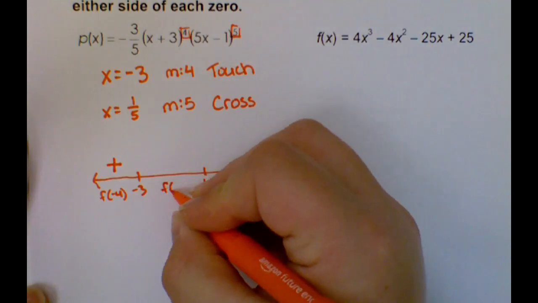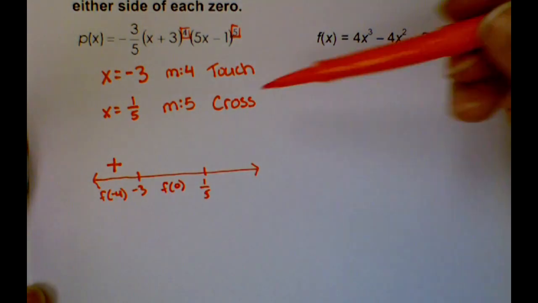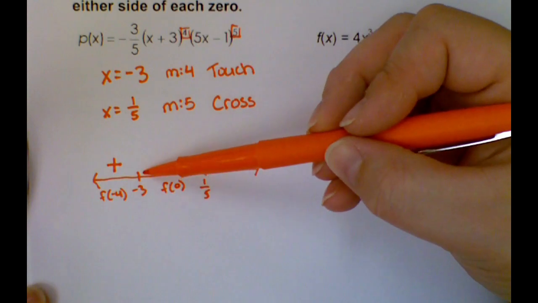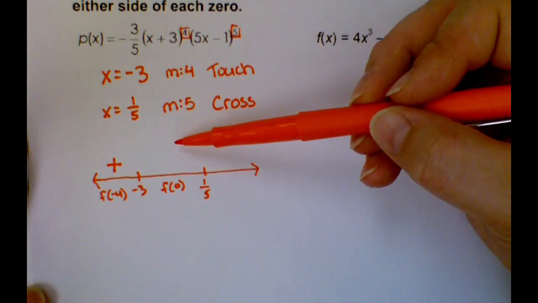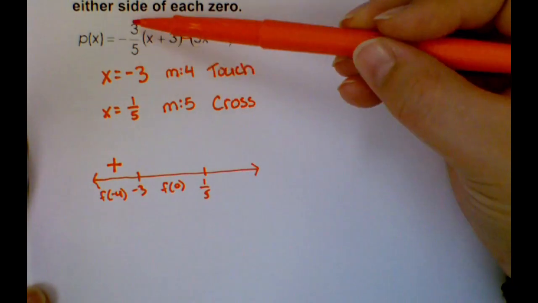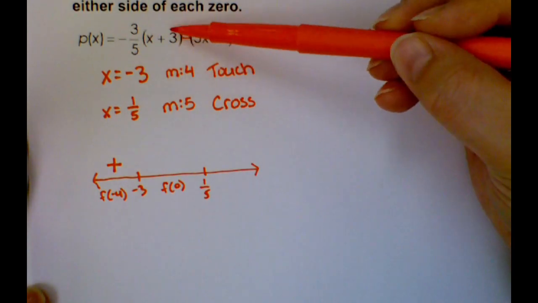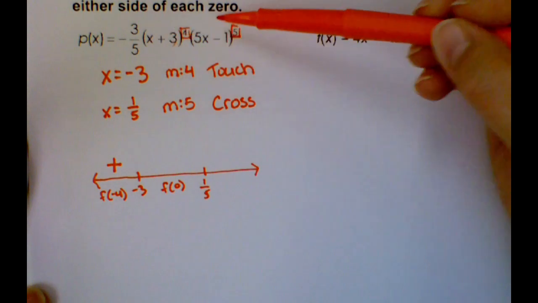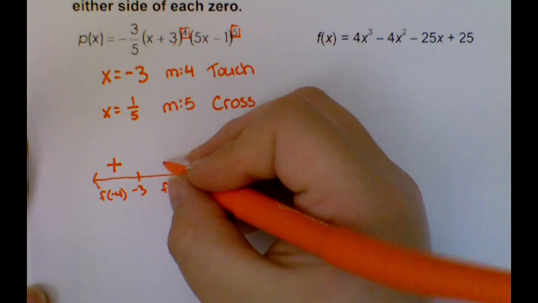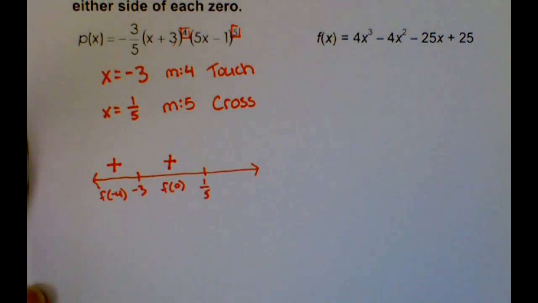In between the −3 and the 1/5, first off, I know at −3 it touches. So that means it touches the x-axis and then stays positive on the other side. So I know it's going to be positive, but we'll check. I have a negative times 0 plus 3 is positive, so positive. And I have another negative. Negative times positive times negative makes a positive. I could actually evaluate the value if I wanted to also.